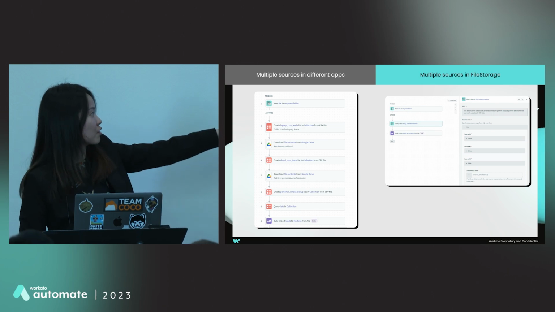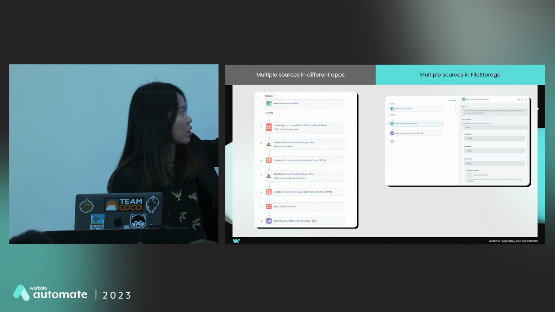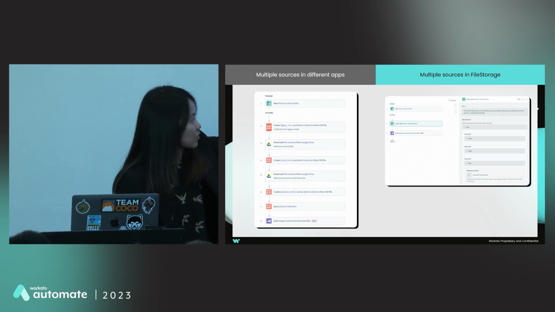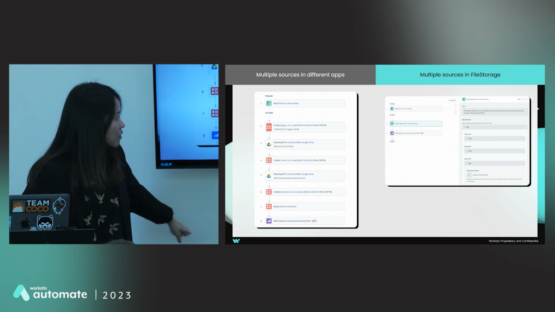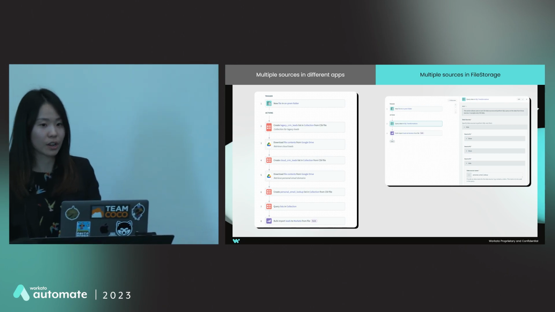So the files are basically stored in file storage at this point, and then we're querying all the sources. You can see the three sources on the right-hand side there. And we're basically writing SQL on those before the bulk load into Marketo.